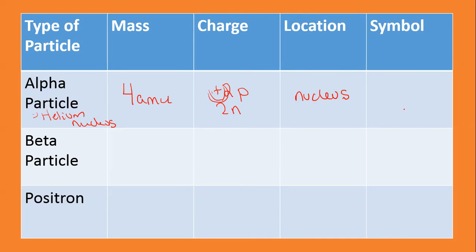Symbol. The symbol of the alpha particle would look like this. Simply put, what you can notice, like I said, is you've got 4 mass, you've got 2 from the protons, and you've got helium, which is what an alpha particle is. Alright, beta particle. A beta particle is really just similar to an electron. It's a negatively charged particle.